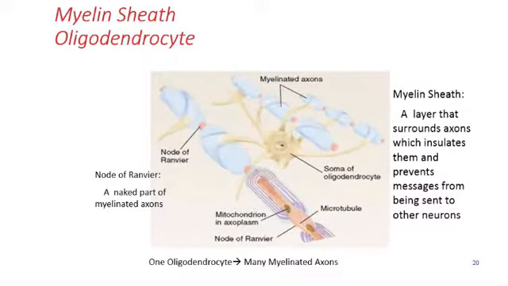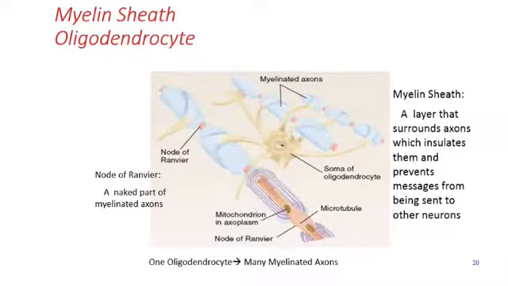And this is again an example of the oligodendrocyte, one oligodendrocyte for many myelinated axons. Notice, though, that with the myelin sheath, there's a little gap of bare neuron, and that little gap of bare neuron is very important for the action potential to propagate. That's called the node of Ranvier. And so we'll talk more about the role of the node of Ranvier in generating or maintaining an action potential.